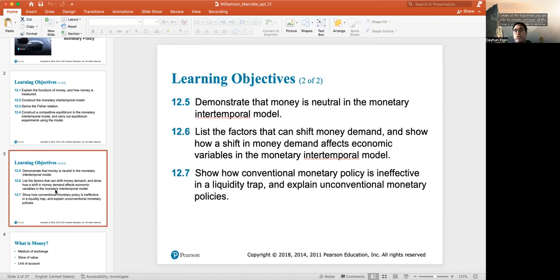Demonstrating that money is neutral in the monetary intertemporal model. We are going to define what we mean by money being neutral, or so-called monetary neutrality, within the chapter. Listing factors that can potentially shift money demand and how that shift may affect some economic variables in the model. And then finally, we are going to talk about something we are going to call a liquidity trap. Okay.